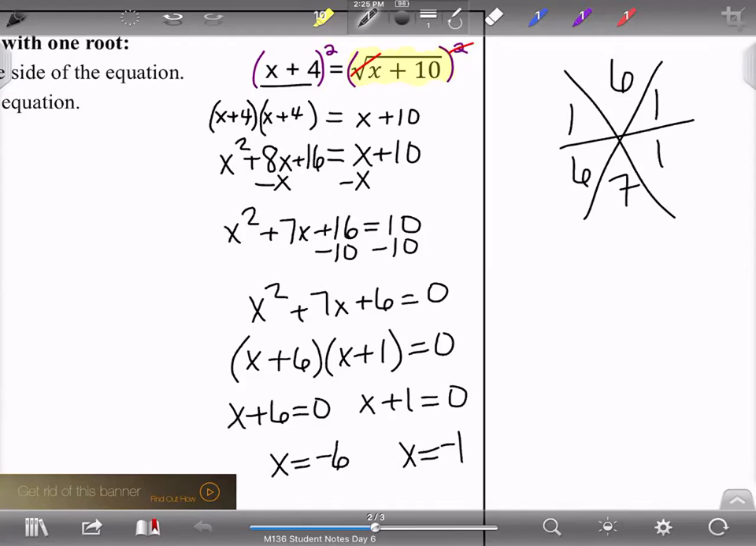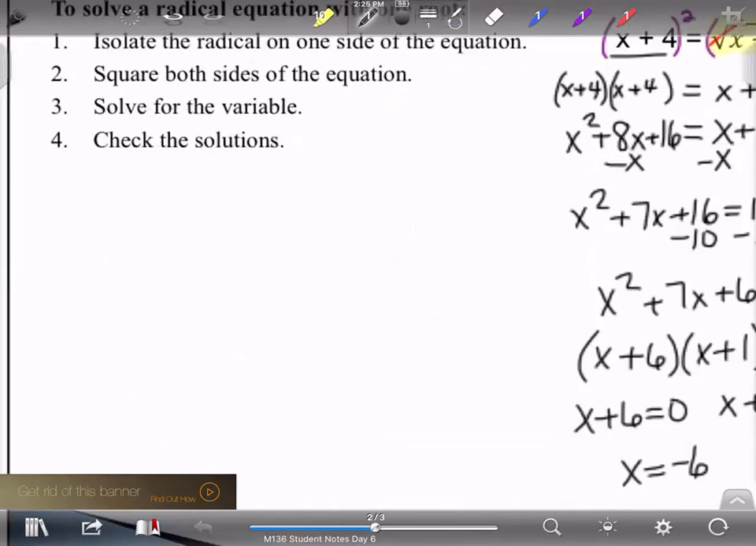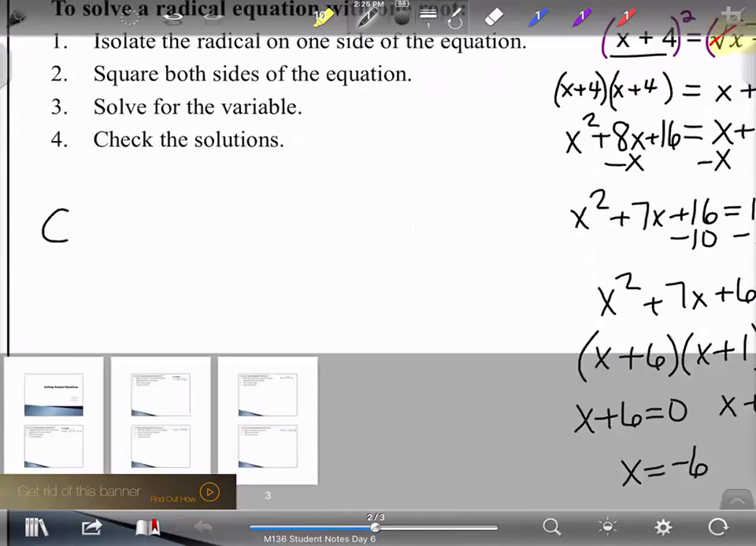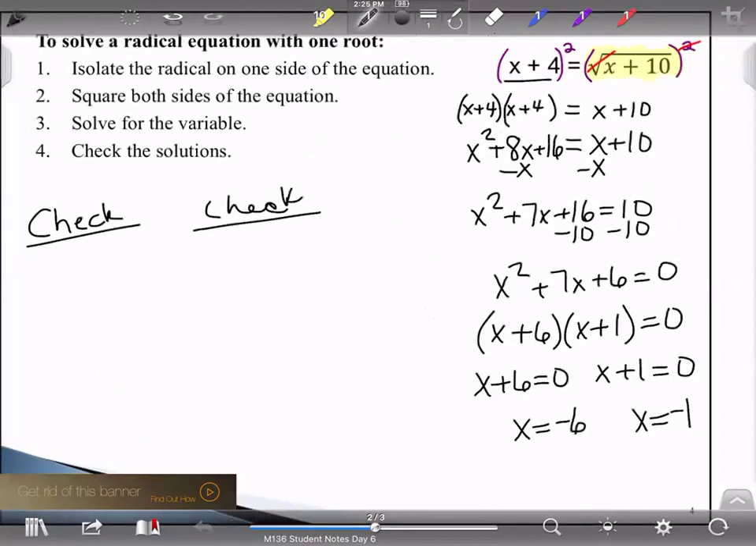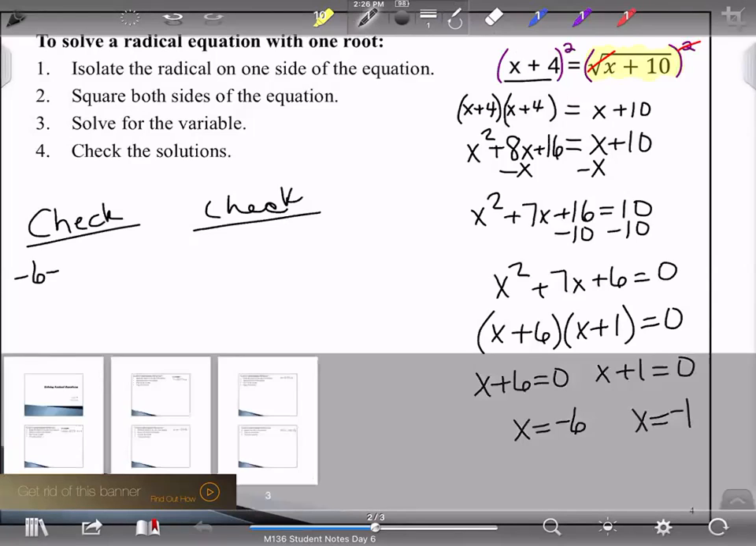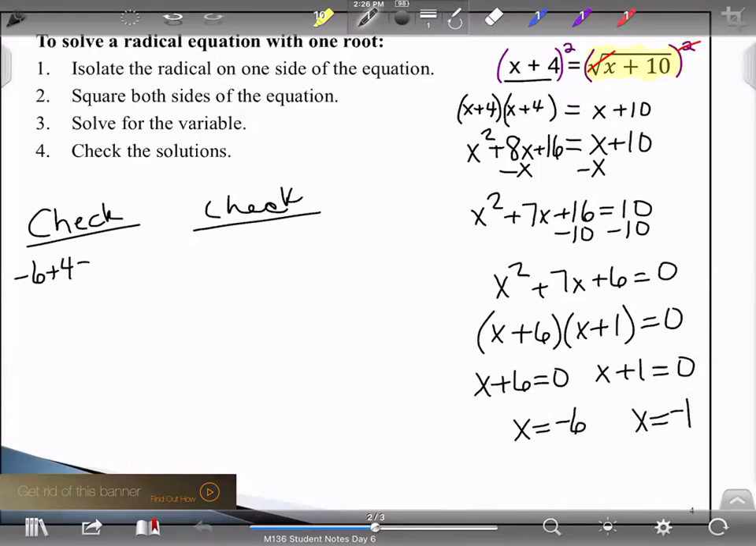So now this time we have 2 answers, which means we're going to have to make our checks twice. So we're going to have to check both solutions. And again, you want to go all the way back to the original when you check. So in this case, I'm going to start with -6. So -6 plus 4 equals the square root of -6 plus 10.